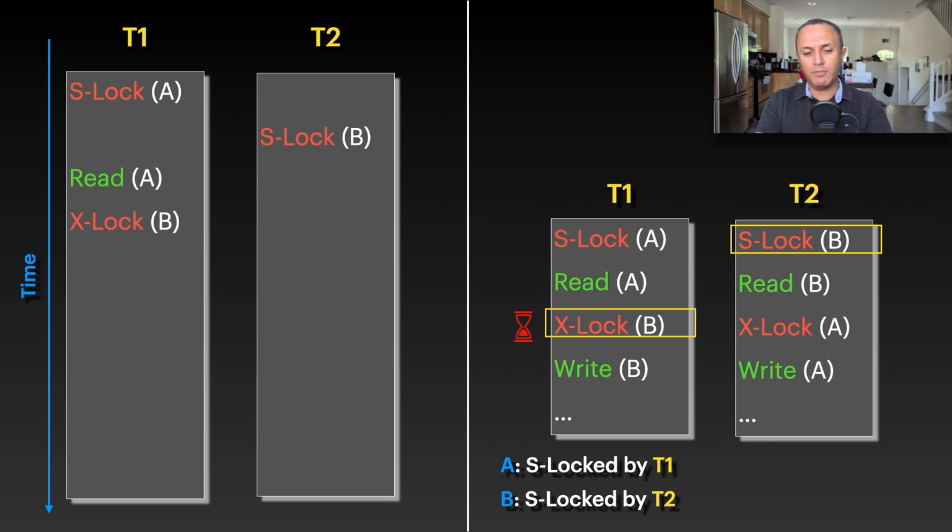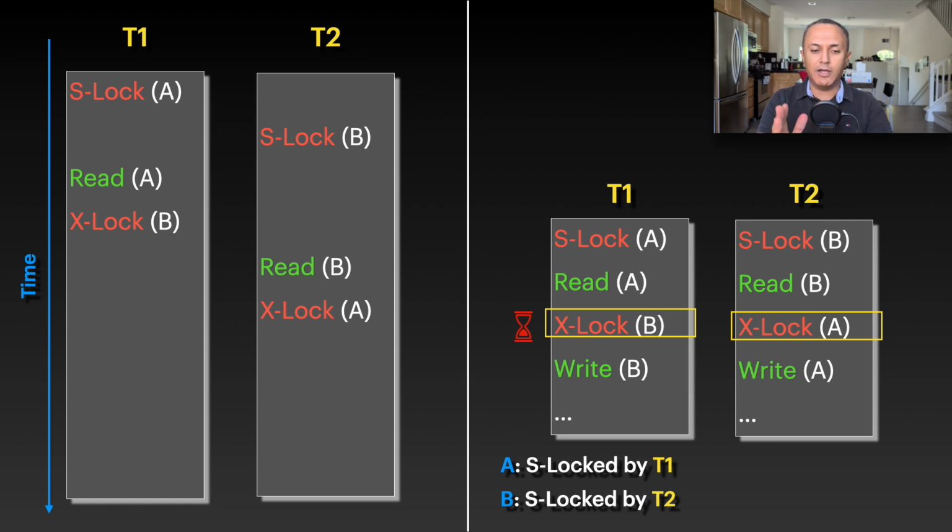So control is going back to T2. T2 is going to read B, and then it requests an X lock on A. But A is locked by T1 using an S lock, which is not compatible with the X lock that we're requesting. So now T2 is also blocked and it cannot proceed any further. So now we have both transactions, each of them blocked on the other one. So now this is a deadlock.